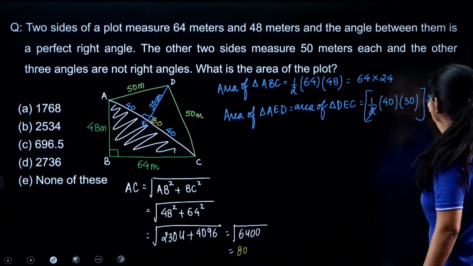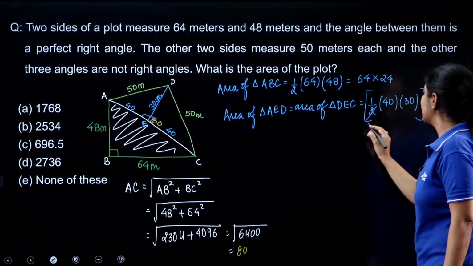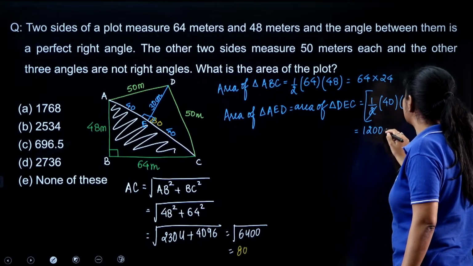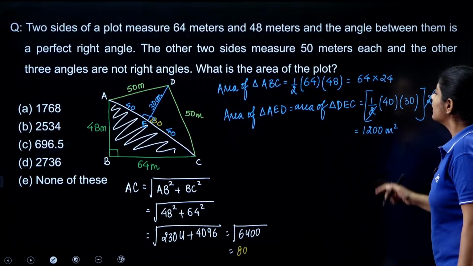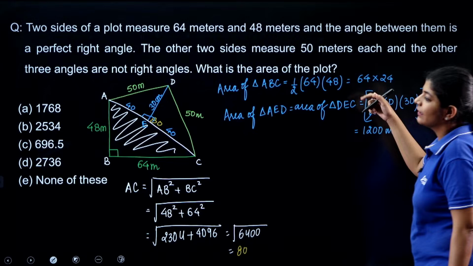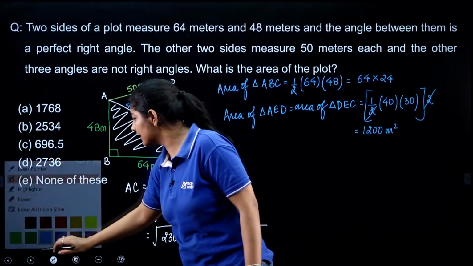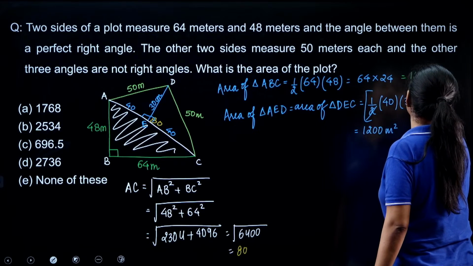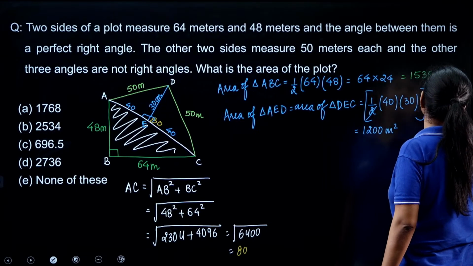So this 2 and this 2 are eliminated, and here we will get 1200 meter square. Now as we multiply this, here the value that we are getting is 1536 meter square.